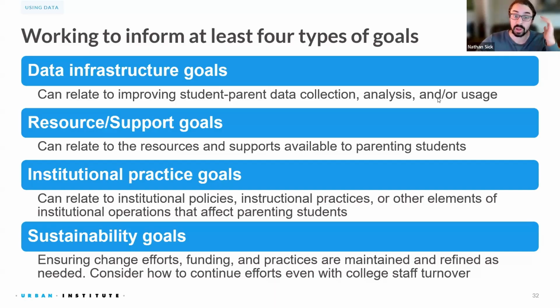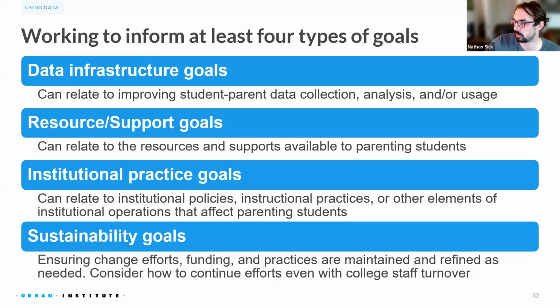Okay, so you want to work to inform at least four types of goals. Data infrastructure goals, so essentially better data collection. That's everything we just talked about. Resource and support goals, institutional practice goals. Resource and support goals would be how to support parenting students. Institutional practice goals can relate to institutional policies and practices, other elements of institutional operations, and I'm going to give examples of these. And then sustainability goals. So if you have fundraising efforts or programming efforts, think about how to sustain those efforts going forward using your data.